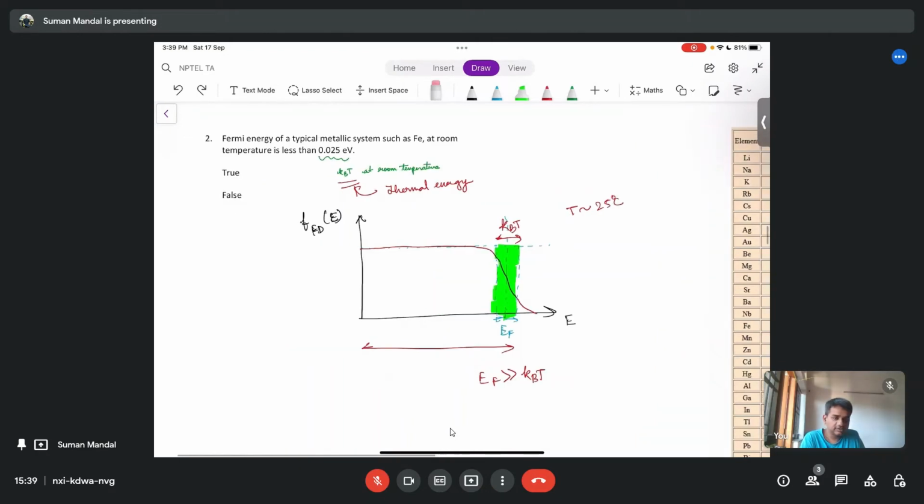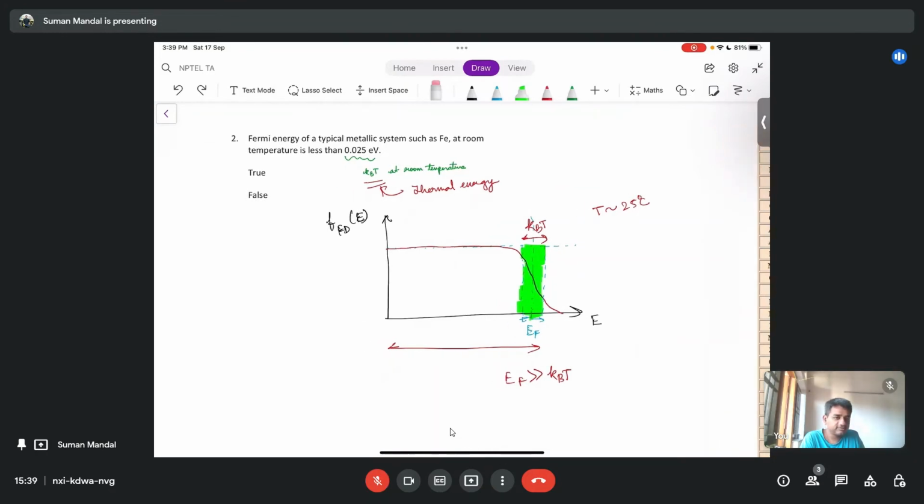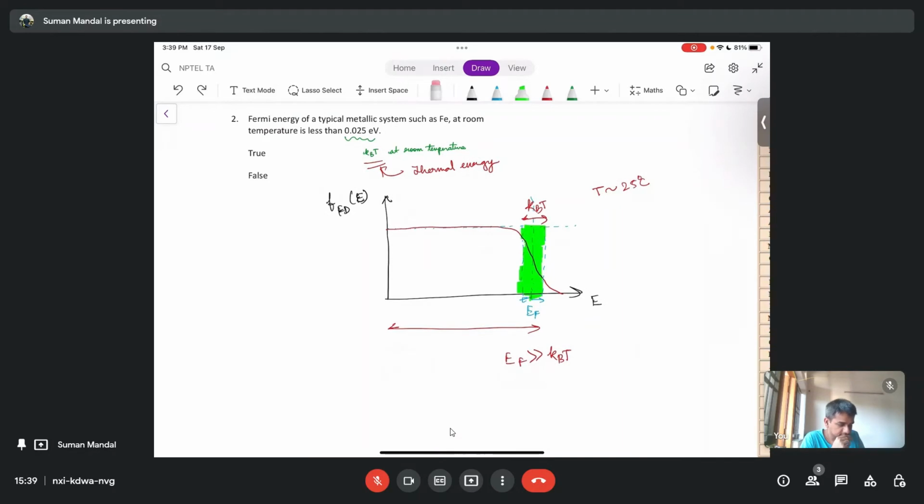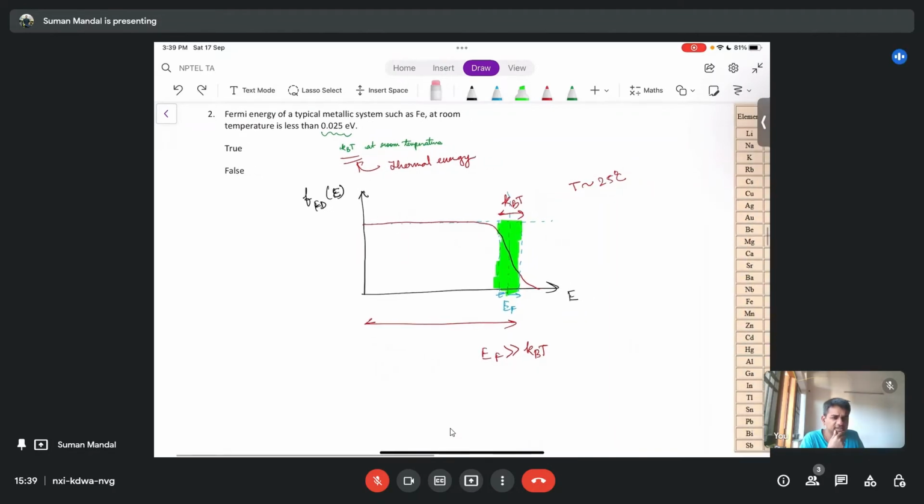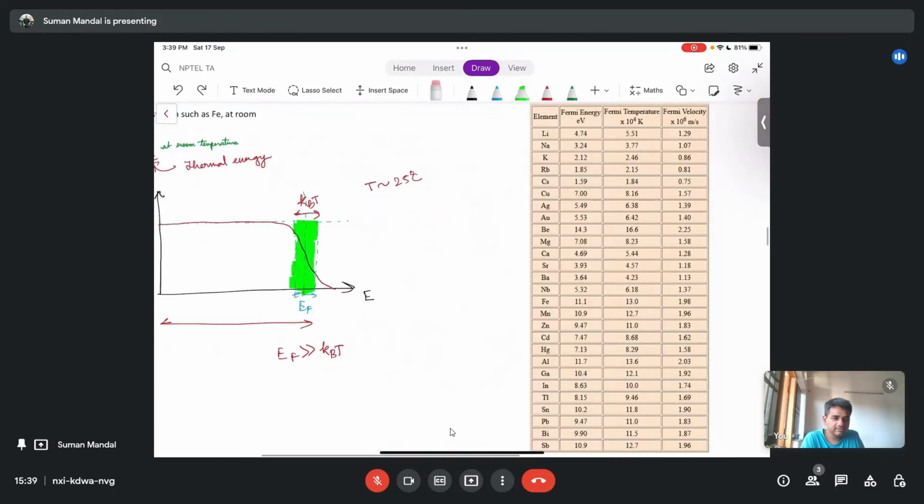This is more of a qualitative way of explaining it. I was thinking of the exam, if such a question comes. No, no, in the exam, I don't think you will have questions like that. I don't think they will ask you the value of Fermi energy for any material. This is not something that people need to remember. Okay, sir.